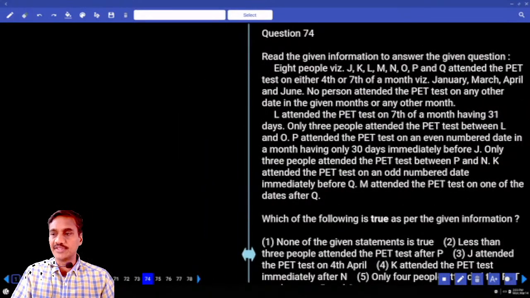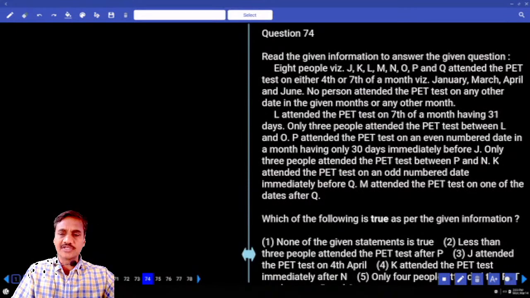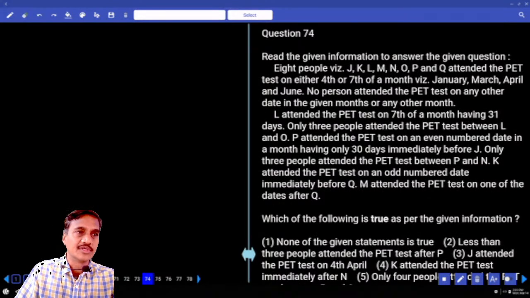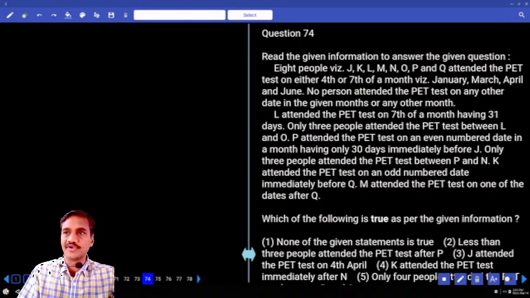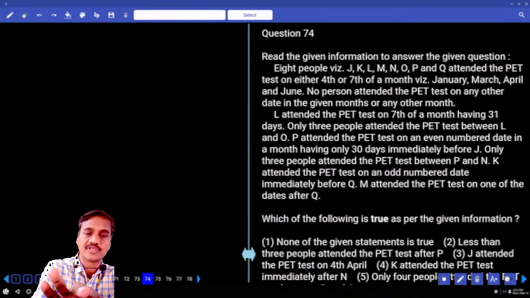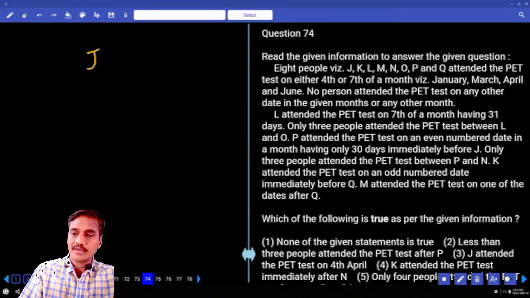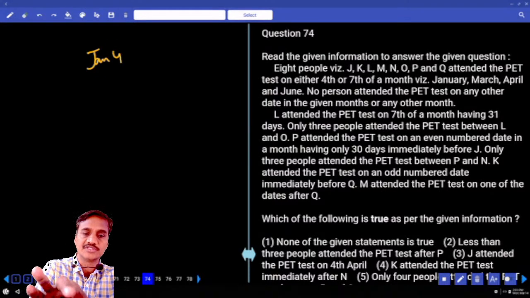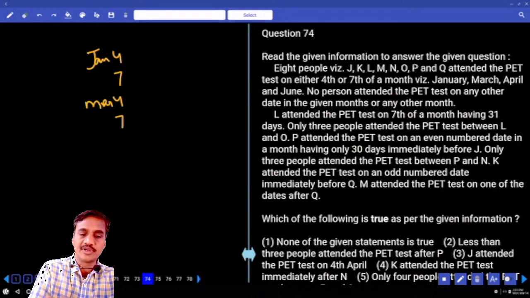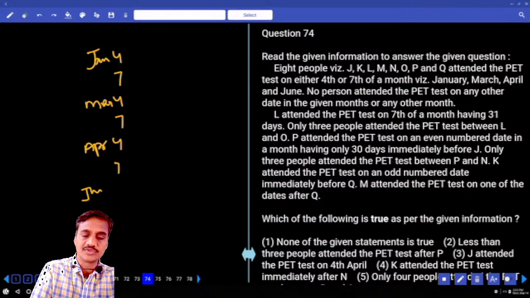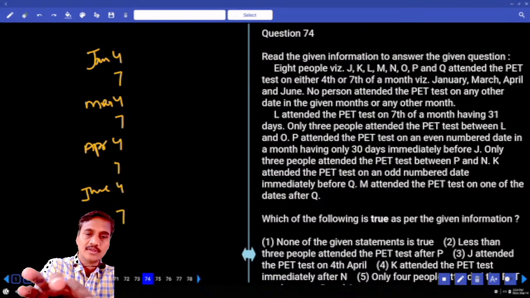Now 8 people were there, they have attended the PET test on either 4th or 7th of a month. How many months do we have? 4 months and 2 different dates. Whenever months and dates are given, which is the first priority? Jan 4th and Jan 7th, and in the same way March 4th and March 7th, and next one April and June: April 4th and April 7th, and June 4th and June 7th. Now, this is how you need to represent whenever the months are given.